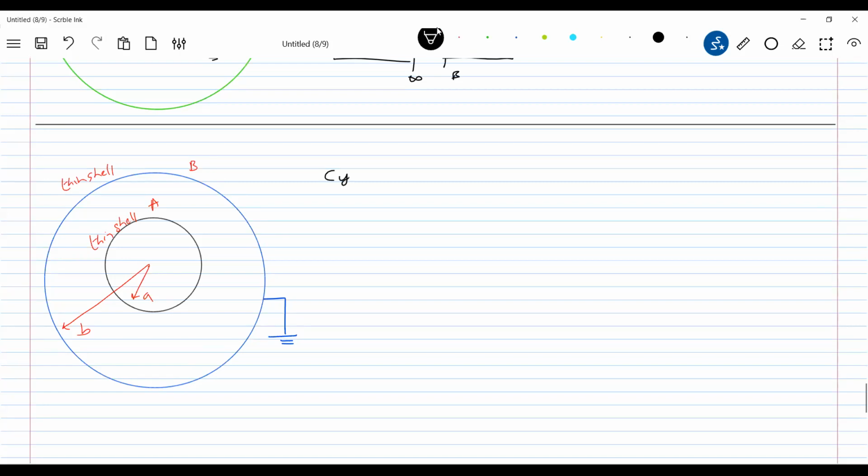Total capacitance of the system will be equal to only CAB. What happened to CB infinity? It's shorted. So therefore, this should be 4 pi epsilon naught AB by B minus A.